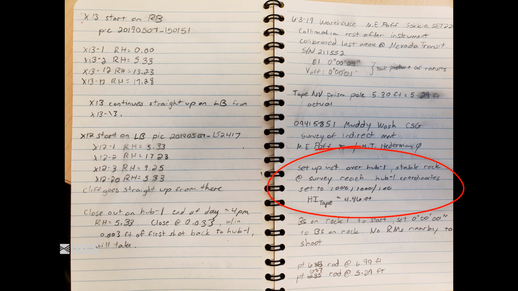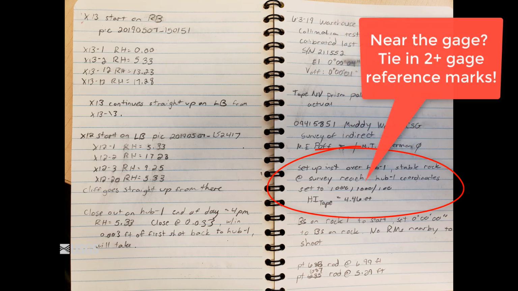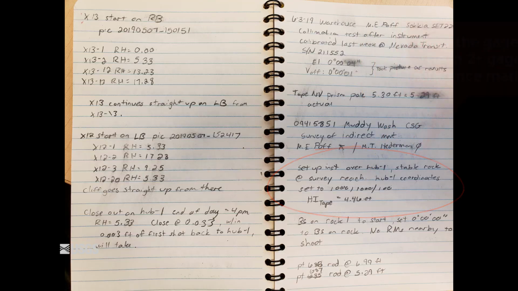Record the tape up distance in your notes. We will name this point Hub 1, and we'll give it arbitrary coordinates of 1,000 feet northing, 1,000 feet easting, 100 feet elevation. If you're surveying a large site, you could also use coordinates of 5,000, 5,000. If you're surveying near the gauge, you can also reference to gauge datum. If you do decide to reference to gauge datum, tie in 2 or more gauge RMs and also survey any gauge high water marks that were flagged.